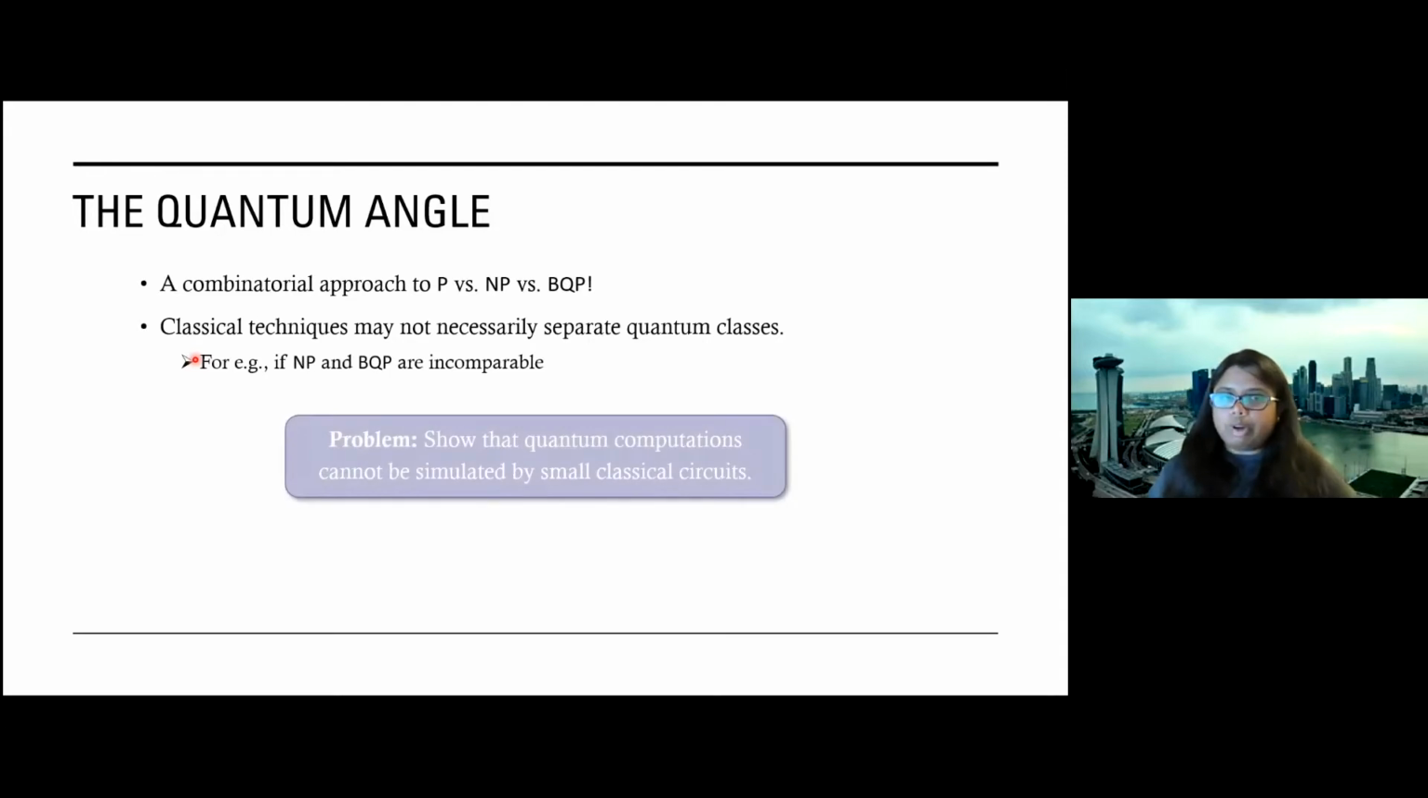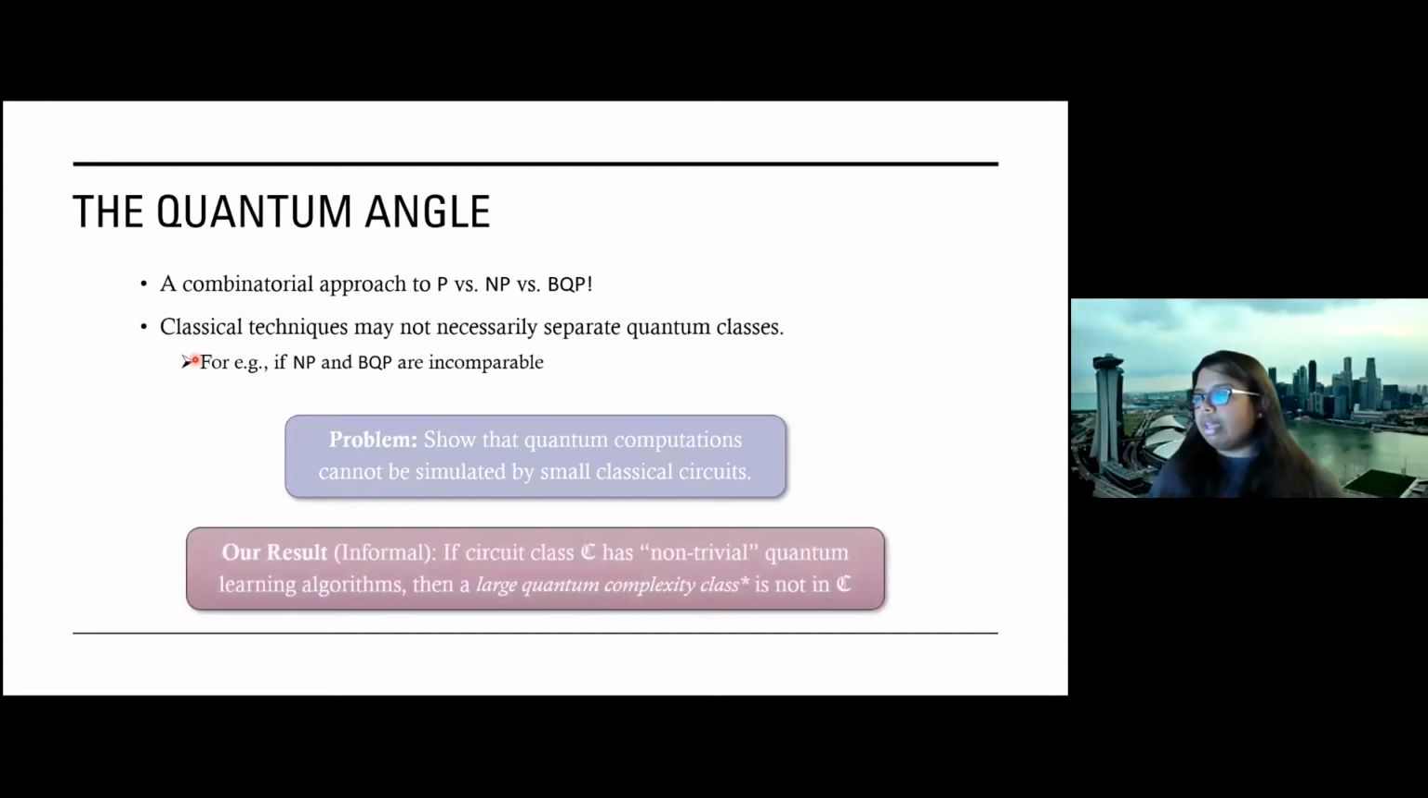So then the problem becomes, can we show that quantum computations cannot be simulated by small classical circuits? Well, again, we do believe this should hold, but we're looking for a way to get an explicit proof. And our result says that if a circuit class C has what we call non-trivial quantum learning algorithms, then there is a large quantum complexity class that is not contained in this circuit class. This large complexity class is BQE, which is an exponential time analog of BQP. And that essentially is the crux of the result.